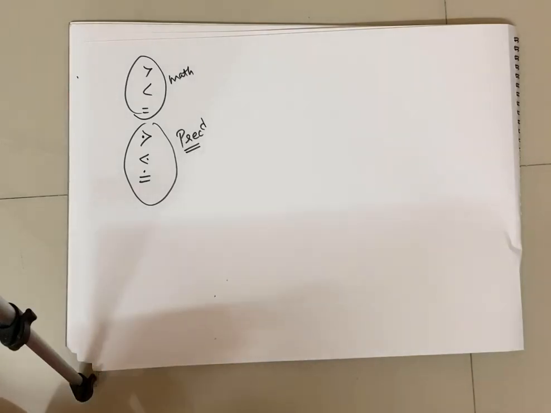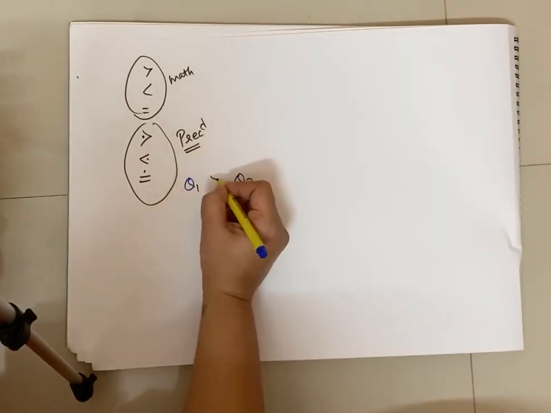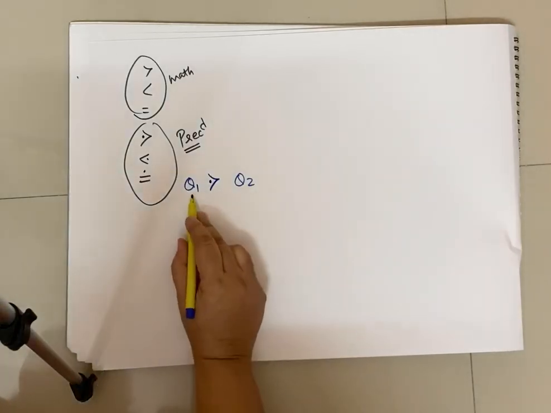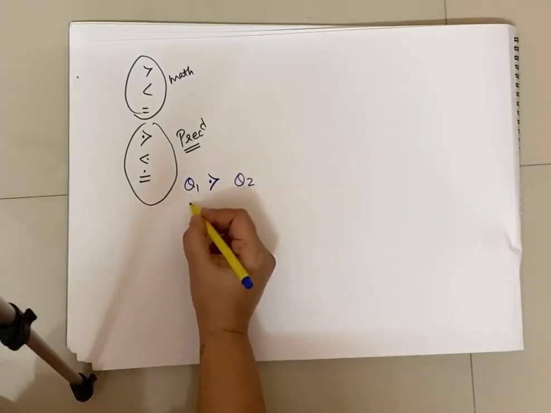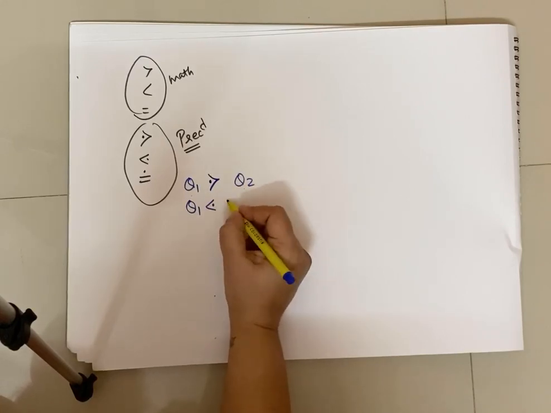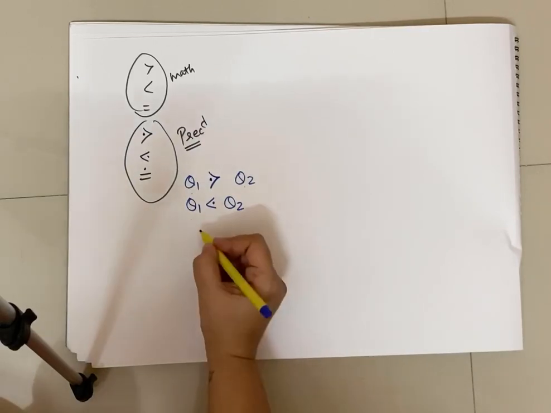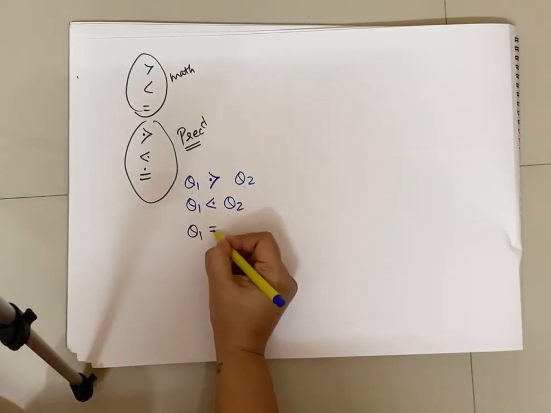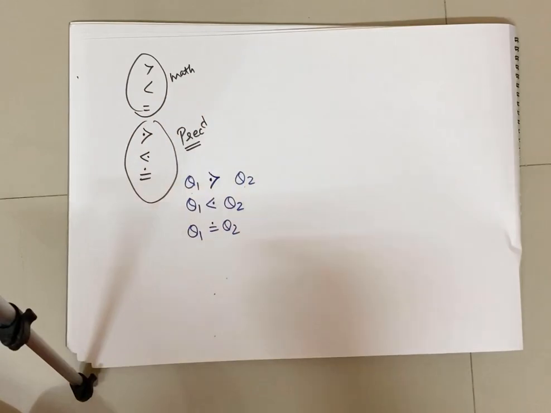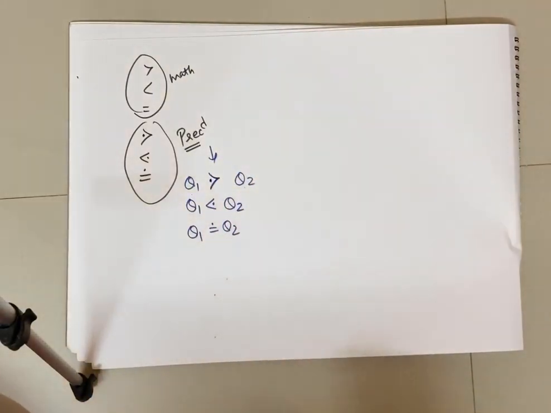It is something like if I have a symbol theta1 and if I have a symbol theta2, when I write this greater than and between there is a dot, it indicates theta1 has higher precedence over theta2. When I write it like theta1 less than theta2 with a dot, it indicates theta1 has lesser precedence than theta2. When I write like this theta1 equal to theta2, it indicates that theta1 and theta2 both have the same precedence. Right? So this indicates the precedence operator.